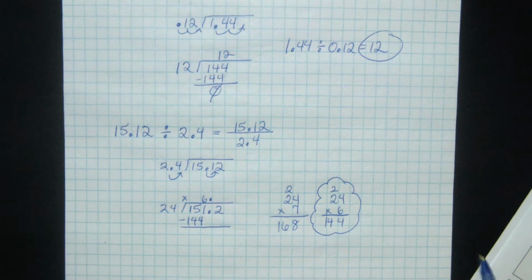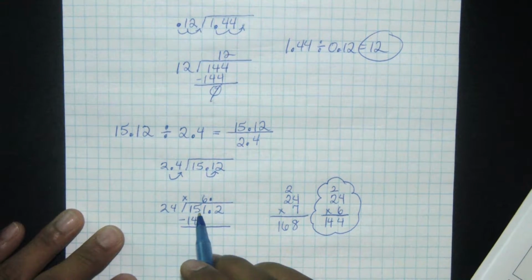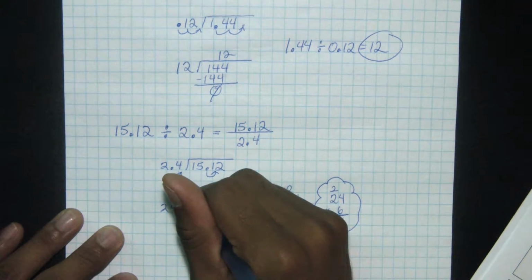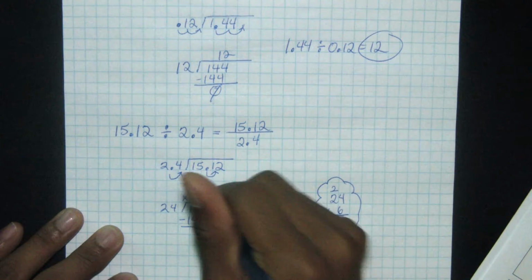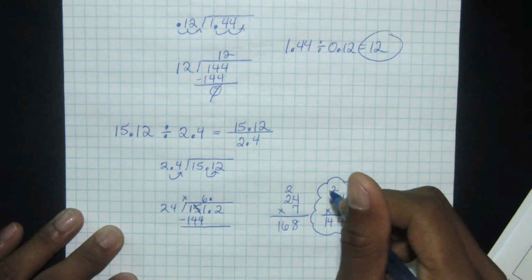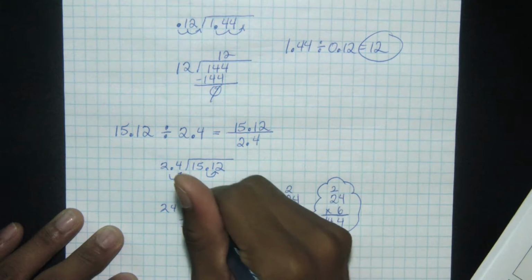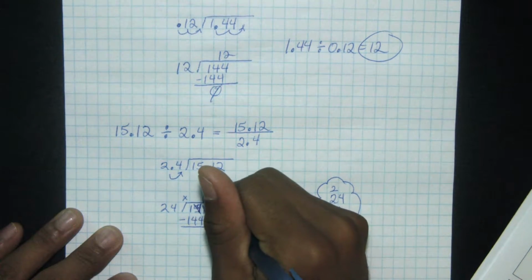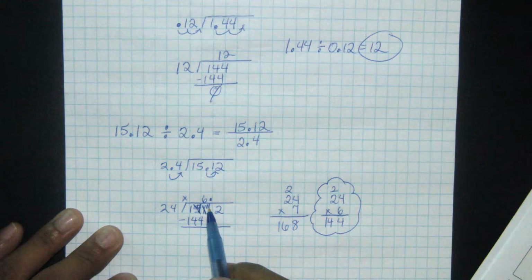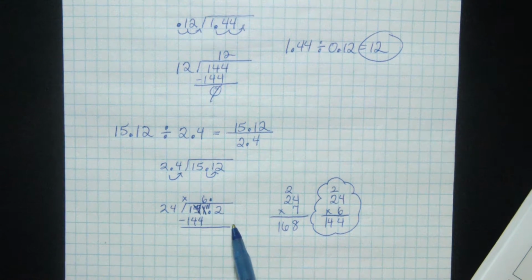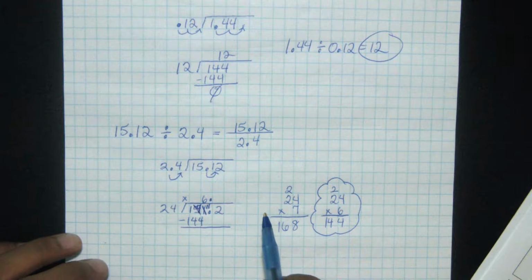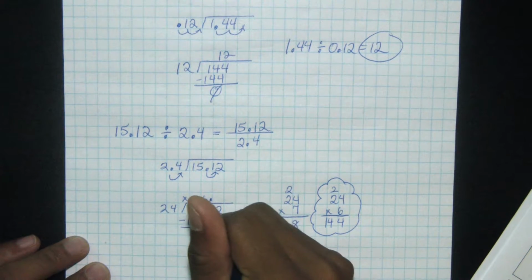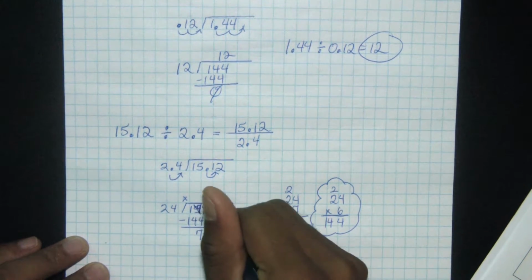144. We subtract. So we know we can't do 1 from 4, so we have to borrow, right? That makes this 5 turn into a 4. Good job. And this 1 turns into what? 11. So now we do 11 minus 4, which is what? Take your time. 11 minus 4. 7. And then we bring down this 2.